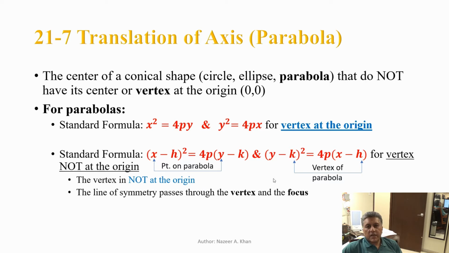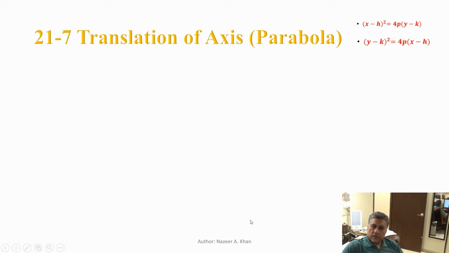So this explanation and this prep work that we're doing right now is for us to do some problems. The vertex is not at the origin. The line of symmetry passes through the vertex and the focus. Let's move to the next slide. And I have to click here first and then move to the next slide.